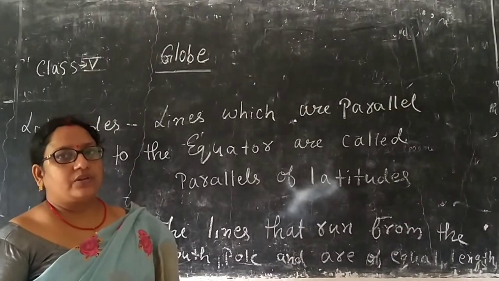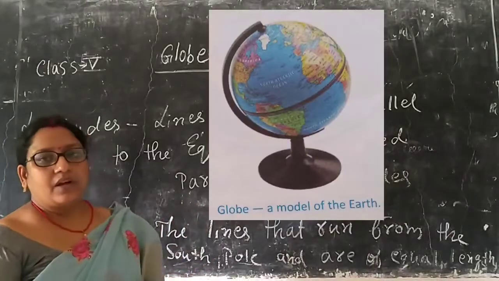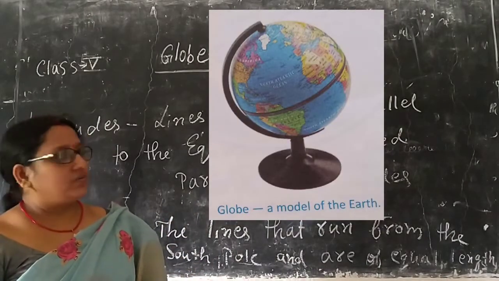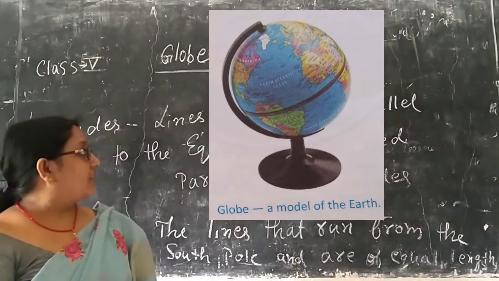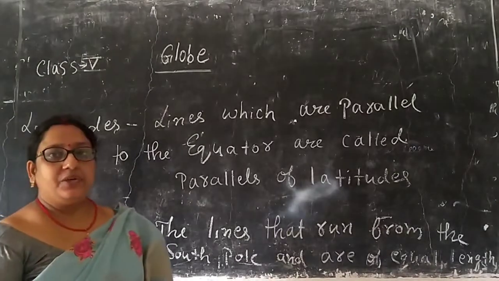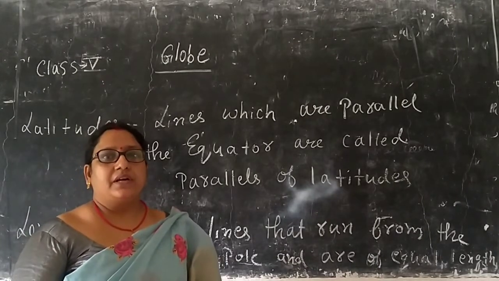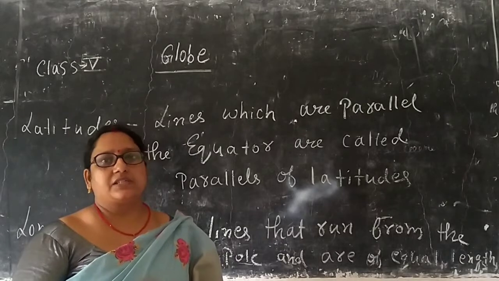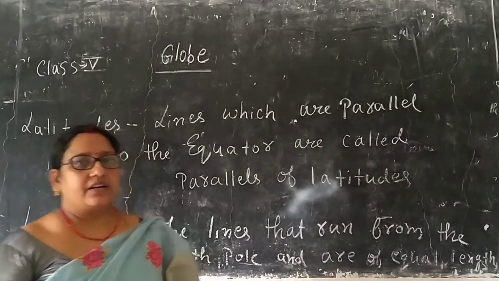Students, today we are going through the chapter of S.St, that is, the globe. Before reading about the globe, I want to just say something about our planet, that is Earth. Earth is a very unique planet. Many animals and human beings inhabit it because of the presence of oxygen, water, and other gases here.